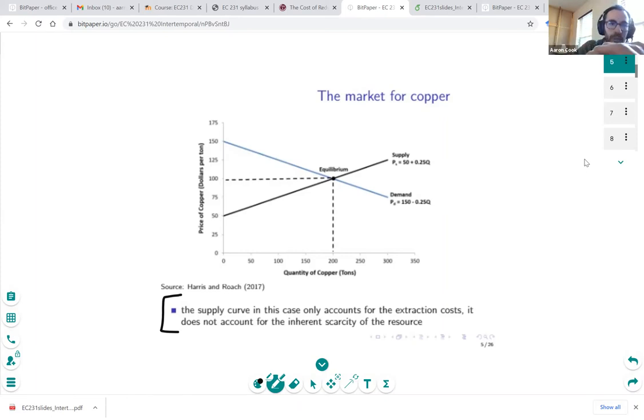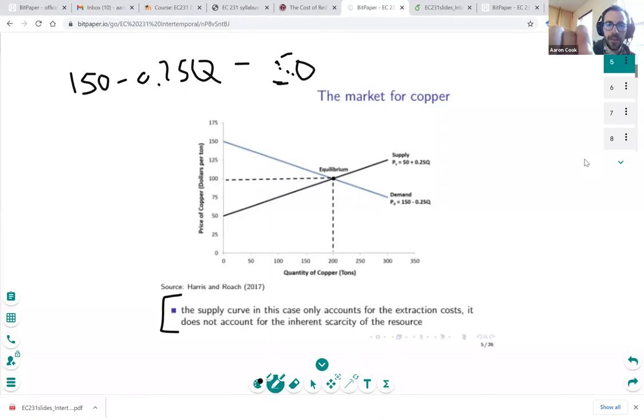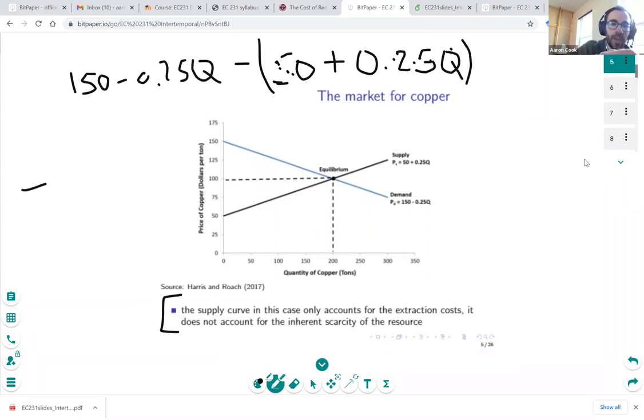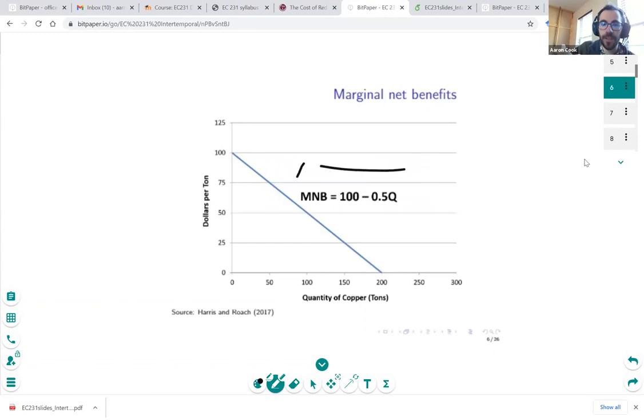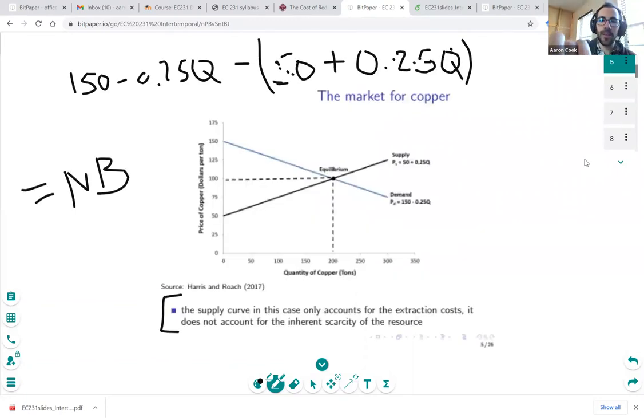So we can take the marginal benefit curve, 150 minus 0.25 Q, and we subtract the marginal costs, which were 50 plus 0.25 Q. If we subtract those, we get a net benefit function. In this case, the marginal net benefits after we take that difference is 100 minus 0.5 Q. That just comes from subtracting marginal costs from marginal benefits.